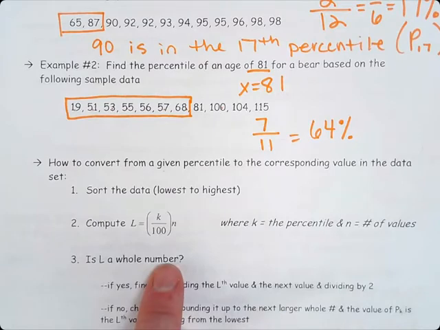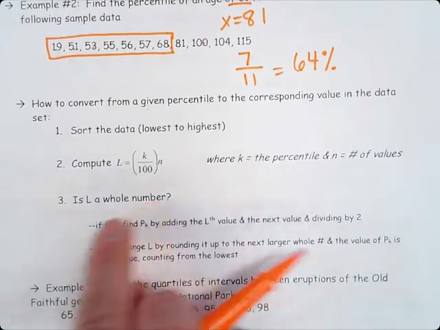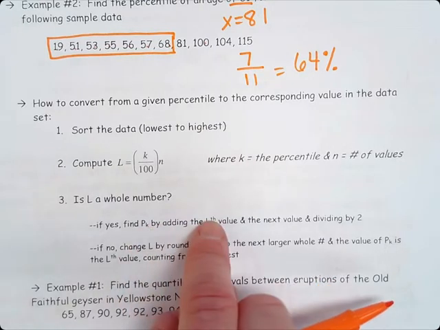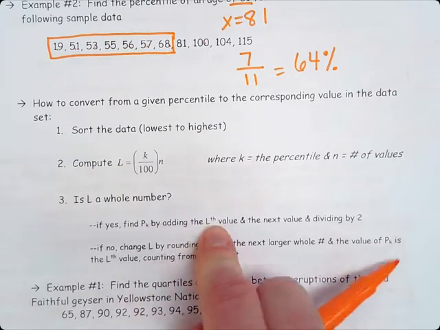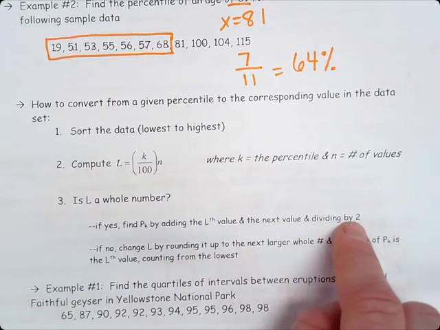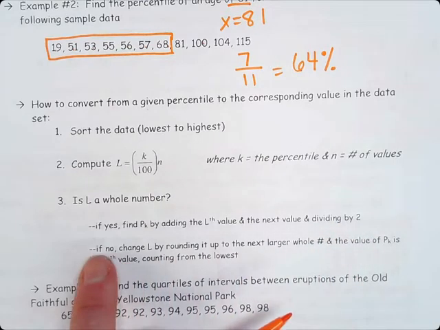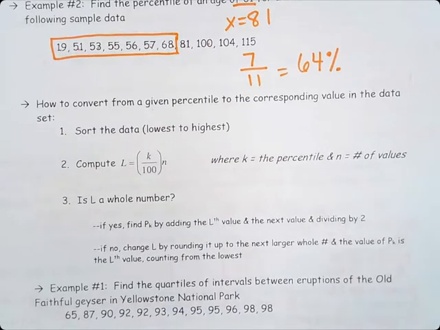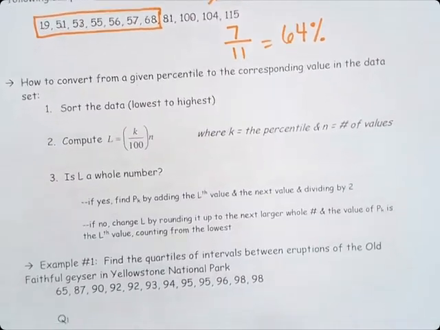Is L a whole number? If L is a whole number, then you find PK by adding the Lth value and the next value and dividing by 2. If it is not a whole number, you'll just round it up to the next largest number. Seems kind of confusing at first, so let's do an example.